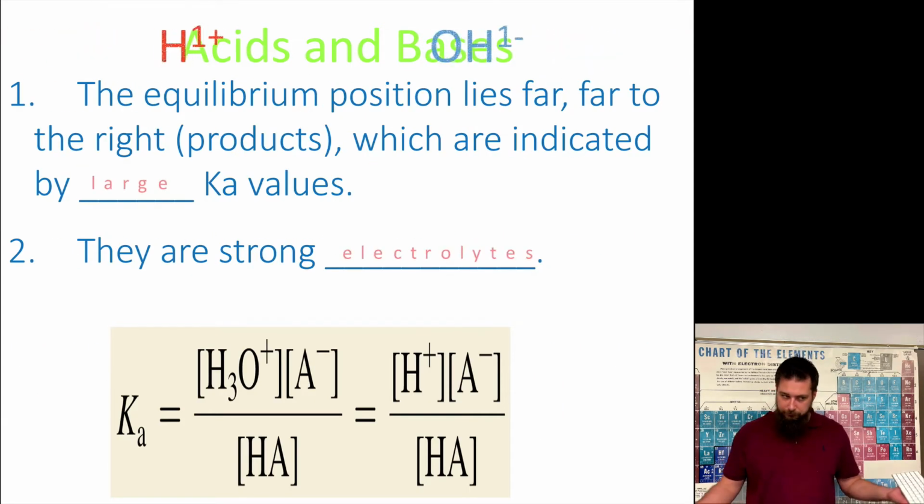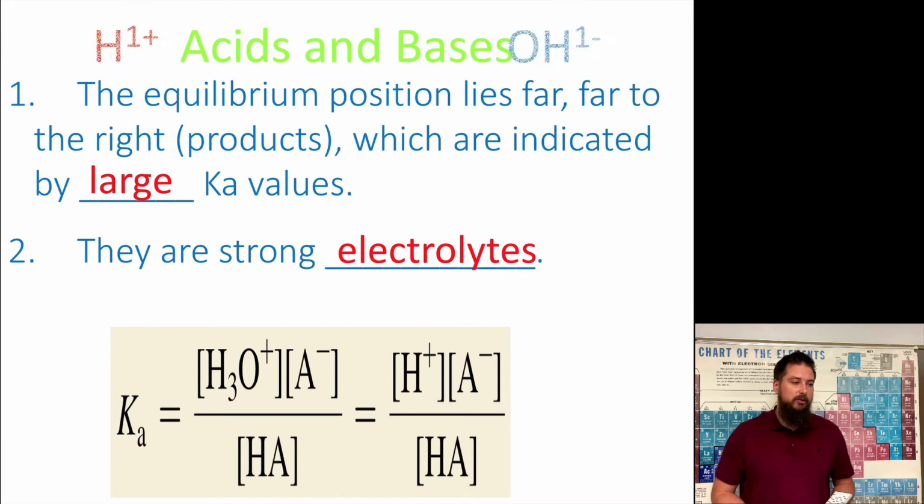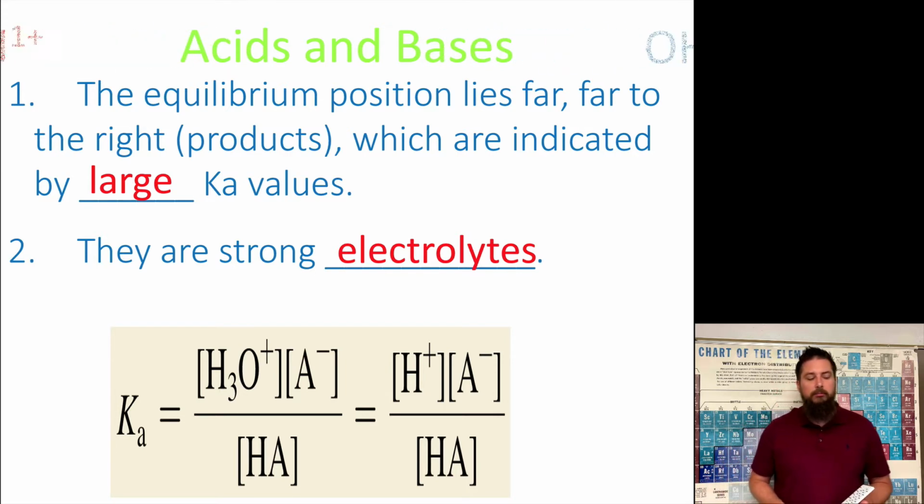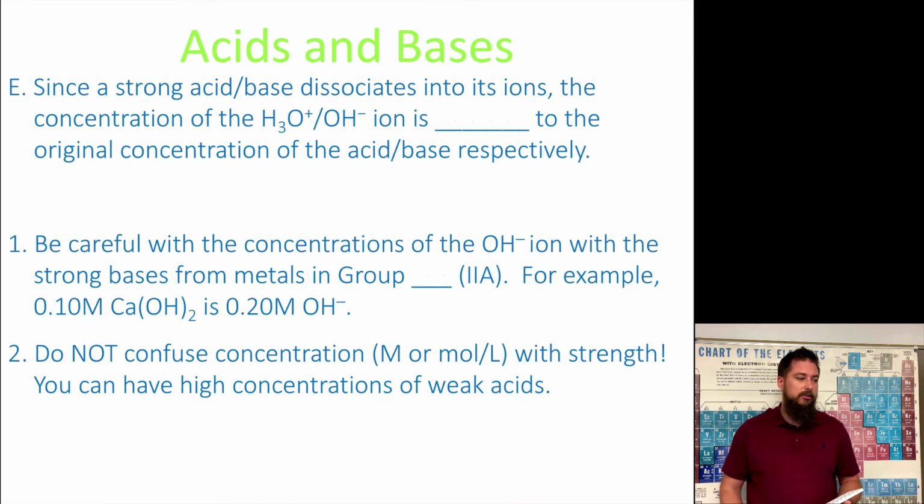Now, the equilibrium lies far, far to the right. That means that it's pretty much all product. And so that means you're going to have a very, very large K value, because again, it's product over reactant. So if you have mostly product, it's going to be a very large K value. And so these tend to be strong electrolytes, because they 100% ionize, they're strong electrolytes.